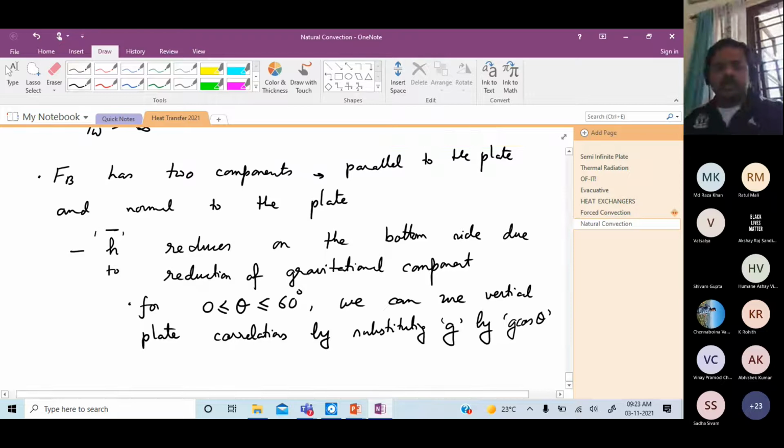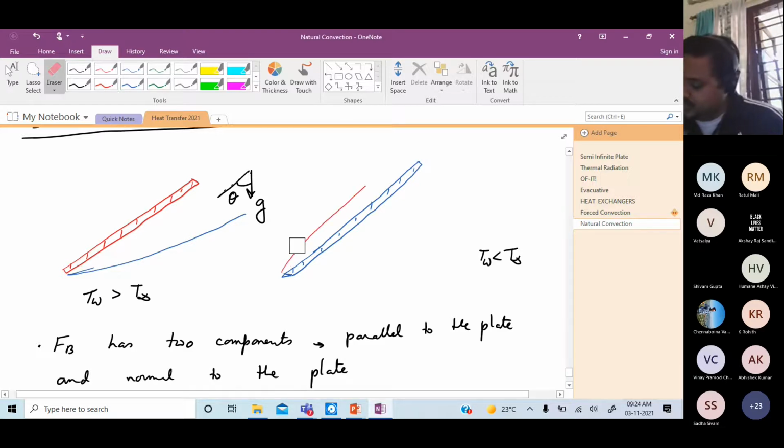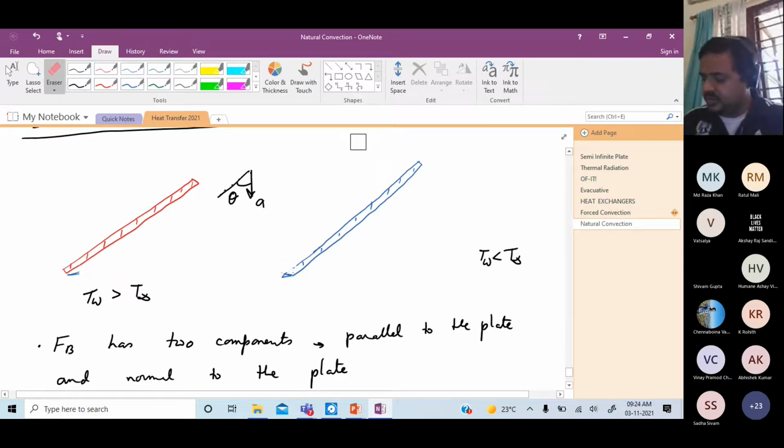Let me try to draw this; now you have to visualize. The hot plate, the tendency of the fluid will be to move up, but the plate is not allowing it to move up. So therefore, this boundary layer is going to form on this surface, that is the bottom surface. Likewise, for the cold plate, on the top surface, this boundary layer is going to form. It wants to sink, but the plate will not let it go.